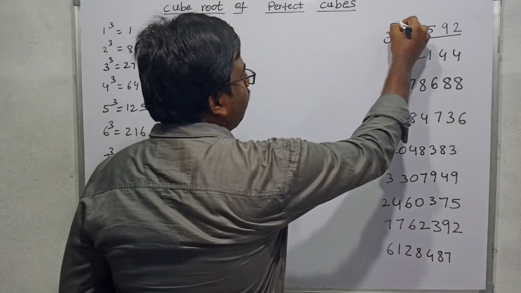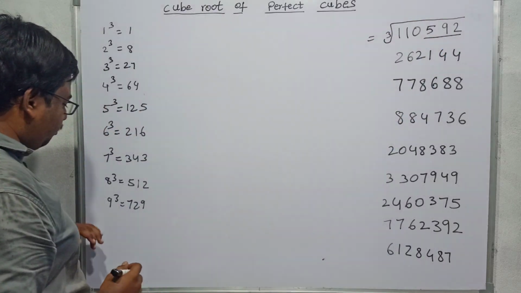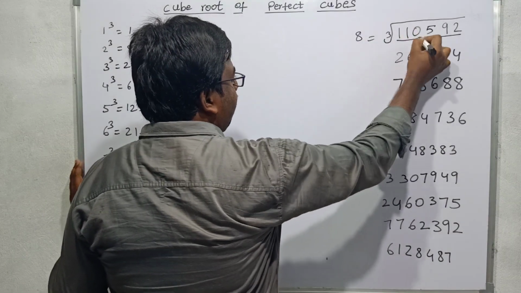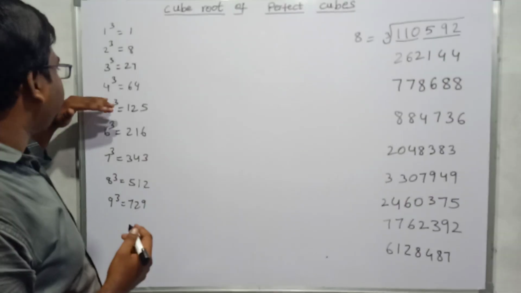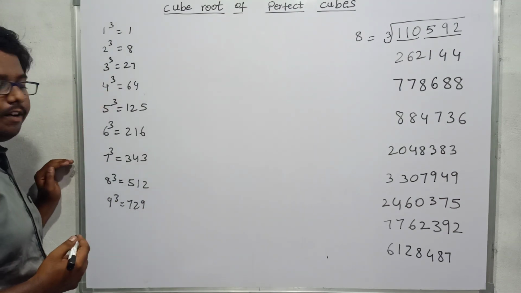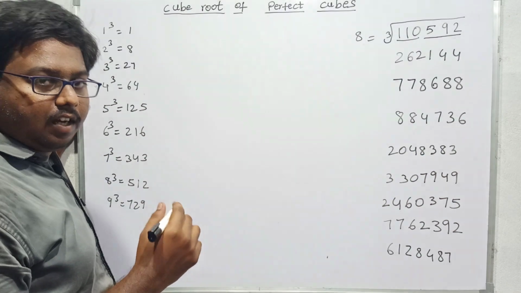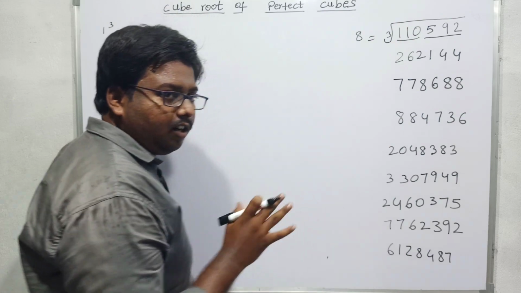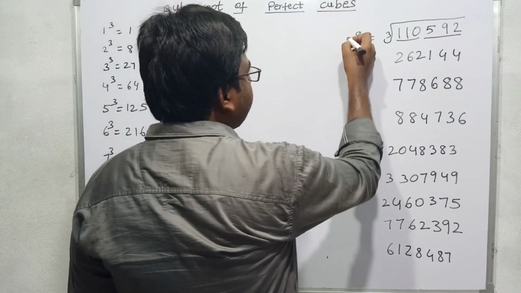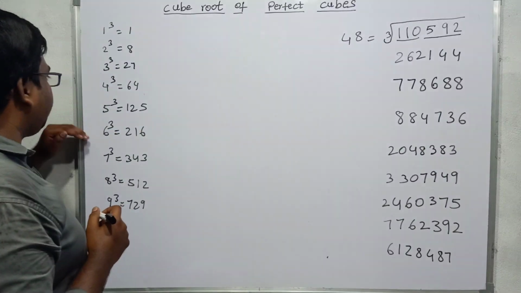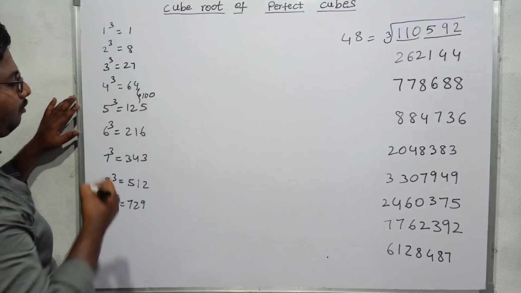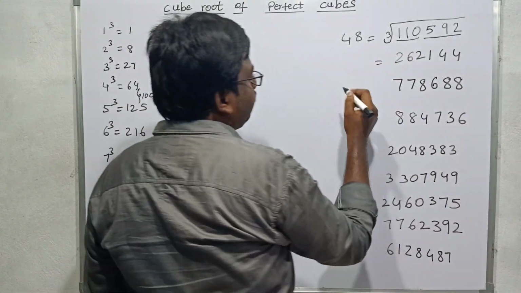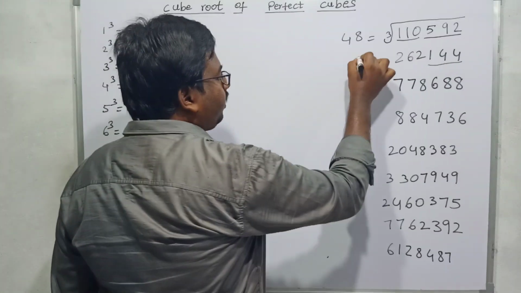So I want to find the cube root of 110592. Its unit digit is 2, which means the unit digit in its cube root is 8. Now 110 lies between the cubes 64 and 125. That means the number is less than 125000, so the tens digit is less than 5. So we take the value 4 in the tens digit. So it is 48.